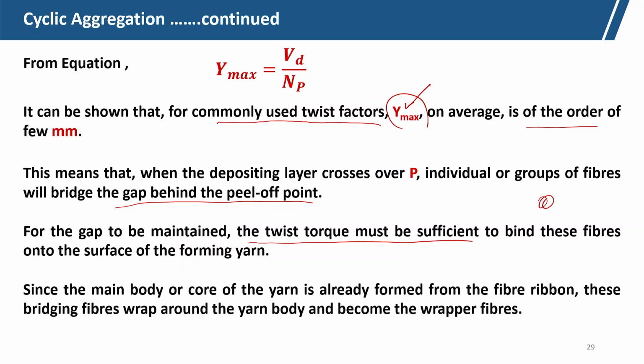Since the main body or core of the yarn is already formed from the ribbon, these bridging fibers wrap around the yarn body and become the wrapper fiber. So, this bridging fiber effect we can reduce by increasing the twist.